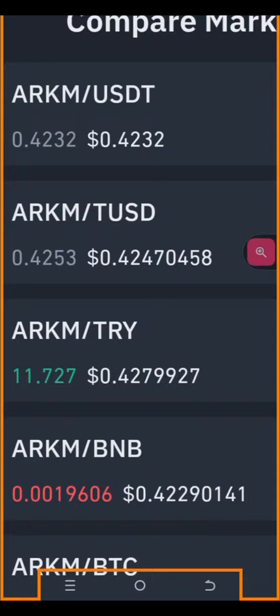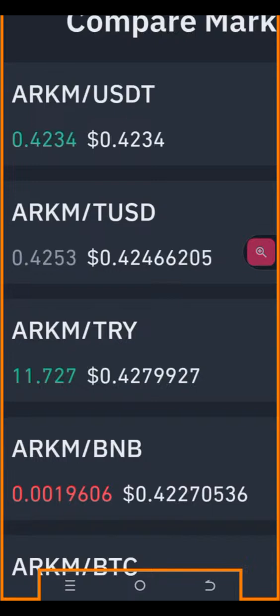So now this is 42 cents. You can see that ARKM USDT is 42 cents. That's 0.4232. You will see that TUSD is 0.4247, right? That's a difference of, between 32 and, you can see, 46.